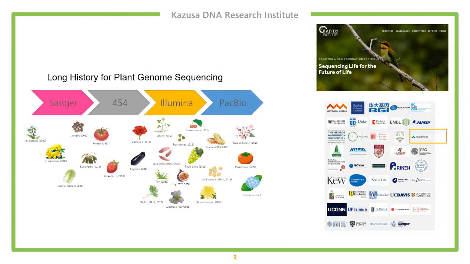Before talking about Plant GARDEN, I will briefly introduce our activities of plant genome sequencing at KDRI. We published the first plant genome sequence of Arabidopsis thaliana in 2000, then published many different plant genome sequences using diverse sequencing technologies. In addition, we recently joined the Earth BioGenome Project, which aims at genome sequencing of all organisms on Earth.